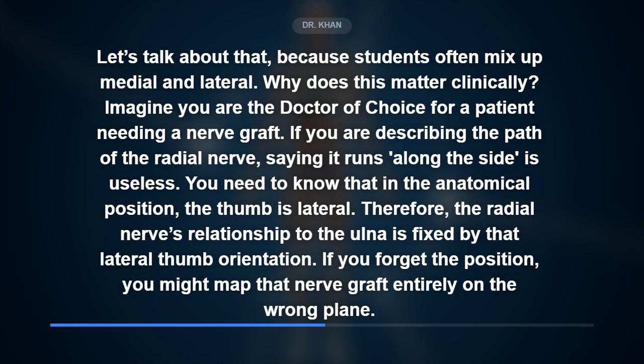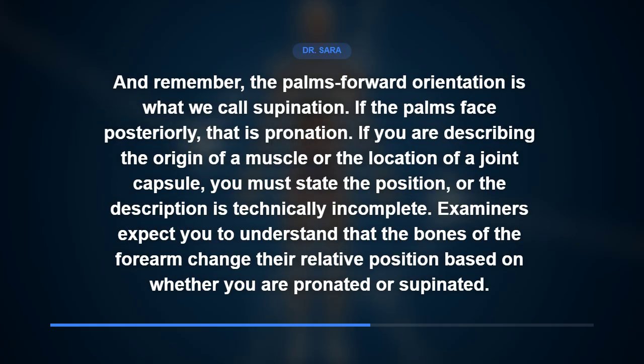Let's talk about that, because students often mix up medial and lateral. Why does this matter clinically? Imagine you are the doctor of choice for a patient needing a nerve graft. If you are describing the path of the radial nerve, saying it runs along the side is useless. You need to know that in the anatomical position, the thumb is lateral. Therefore, the radial nerve's relationship to the ulna is fixed by that lateral thumb orientation. If you forget the position, you might map that nerve graft entirely on the wrong plane.